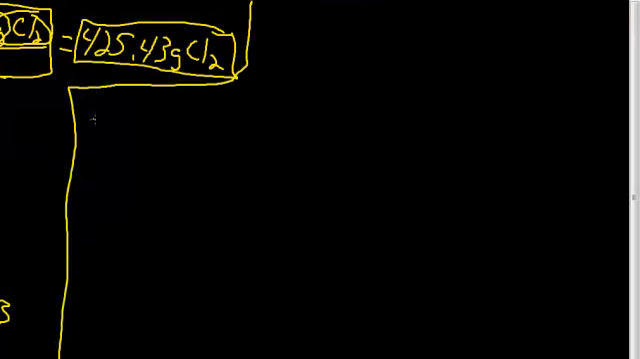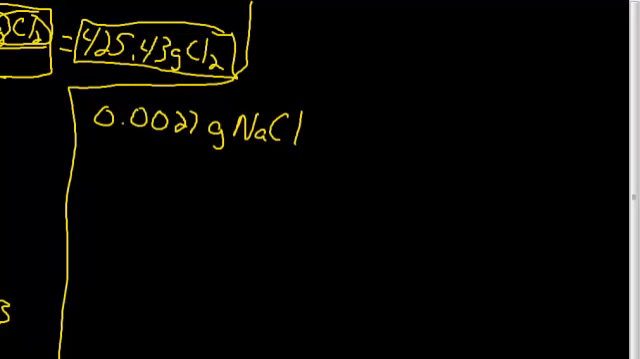Let's say in this problem we start out with something very small, 0.0027 grams of table salt, NaCl. Notice in the problem over here we started with moles of chlorine. Here we're starting with the mass of the compound. Even though we start with a different amount, going from moles to mass or mass to moles is the same process.